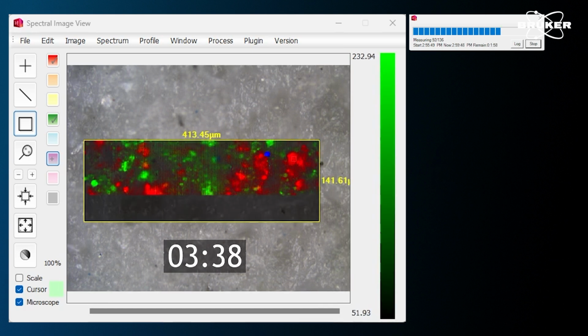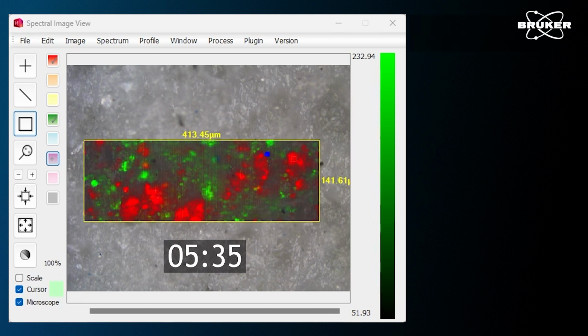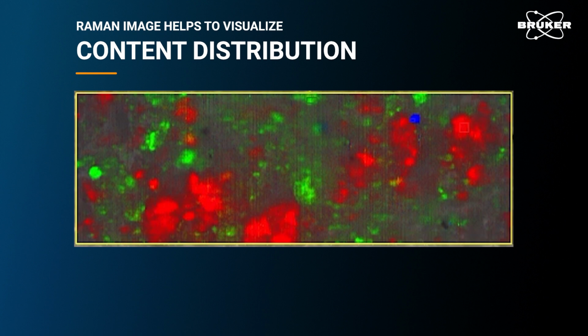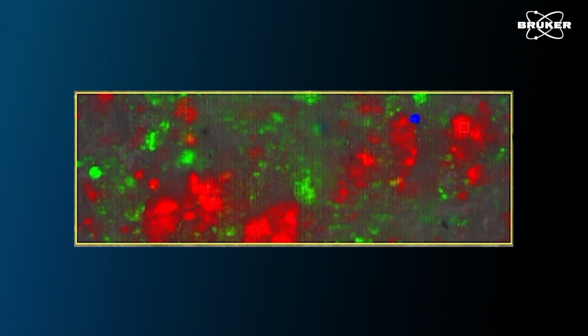Already during the measurement, we can see how a colorful image with a very high chemical contrast emerges from the gray, low-contrast surface. While the base polymer remains dark gray, we can see three types of particles stand out in the image. We use a spectral library search to identify each one.